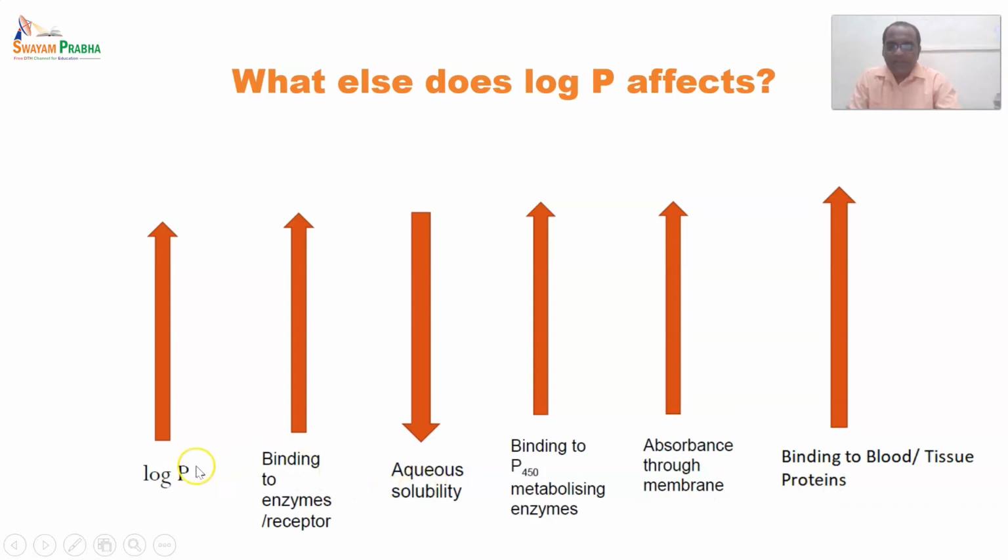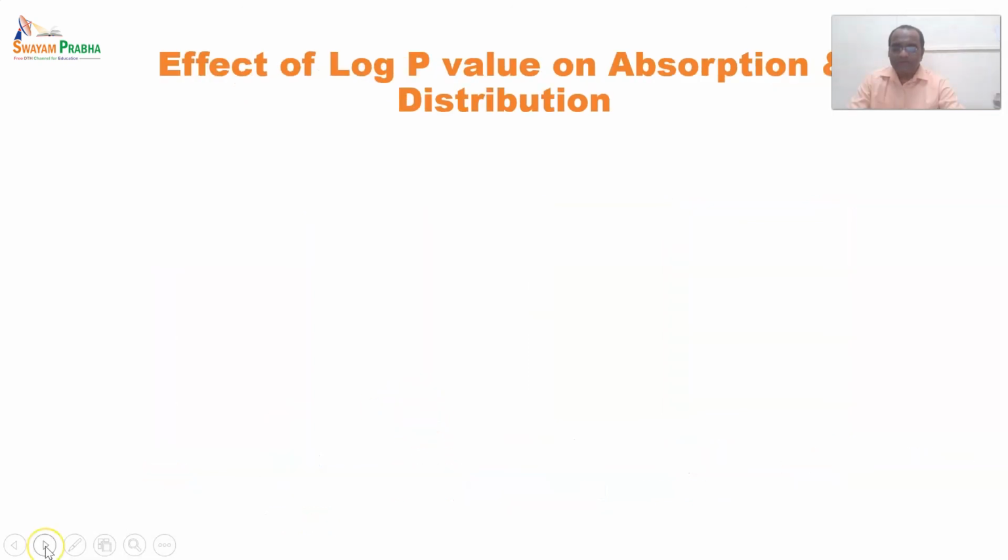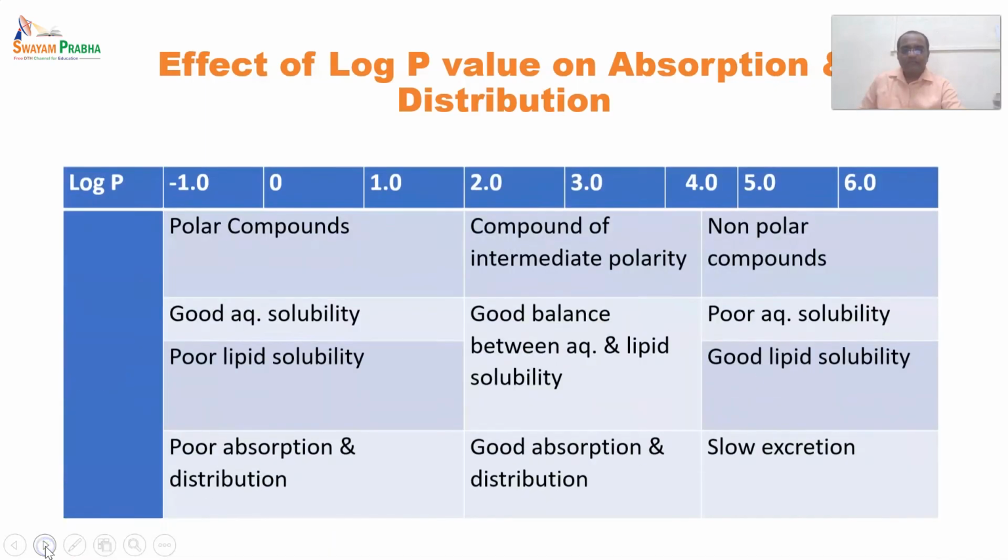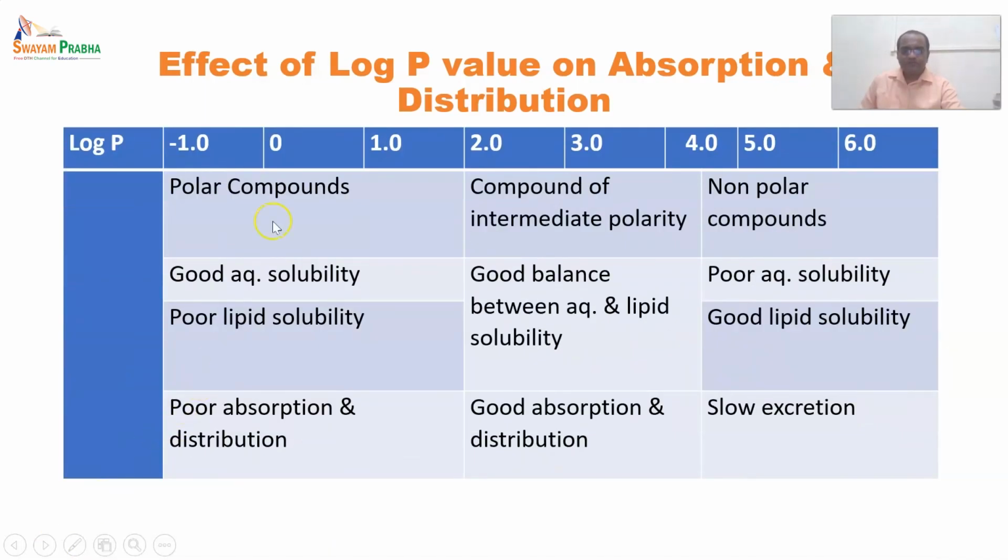But it should not happen that the log P of a drug keeps increasing. So when a drug is designed, there should be maintenance of log P, or maintenance of the lipophilic and hydrophilic balance, because aqueous solubility is also responsible for distribution and absorption of a drug. So what is the effect of log P value on absorption and distribution? We'll see through this chart.